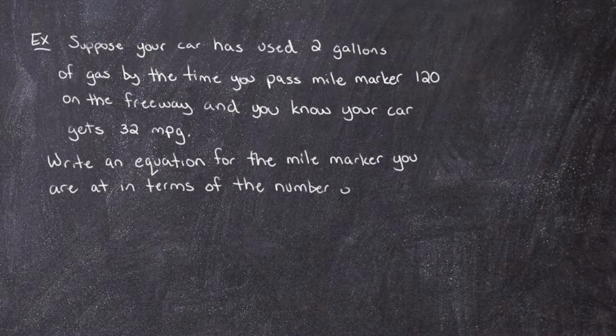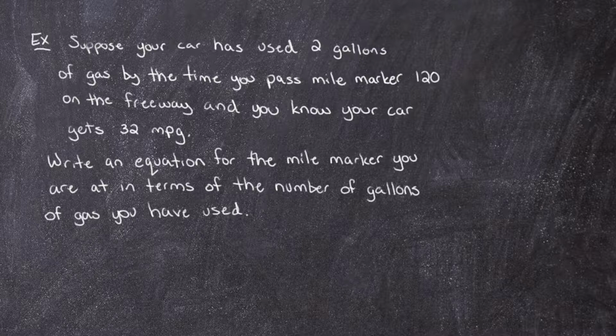Suppose your car has used 2 gallons of gas by the time you pass mile marker 120 on the freeway. And also suppose that you know your car gets 32 miles per gallon. Write an equation for the mile marker your car is at in terms of the number of gallons of gas you have used. I've just given you a point and a slope.